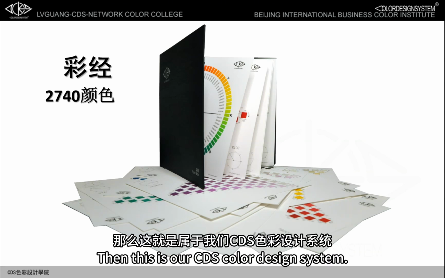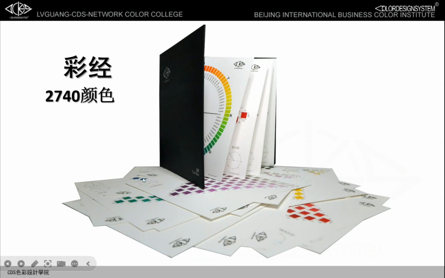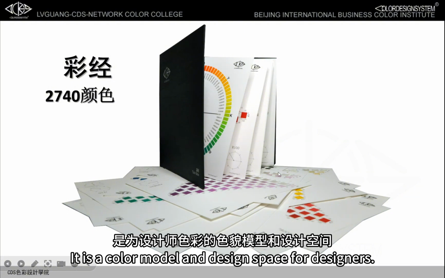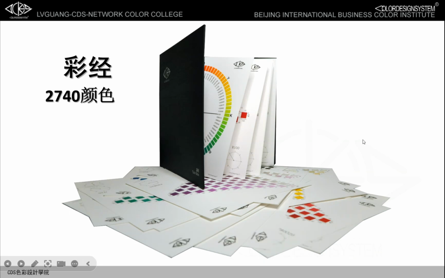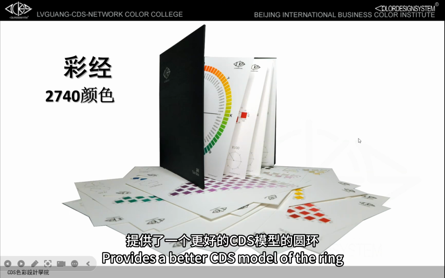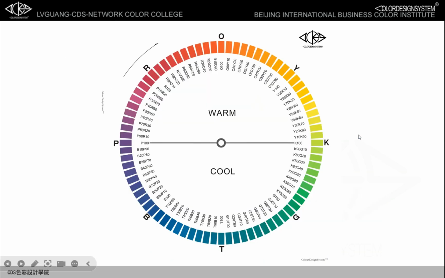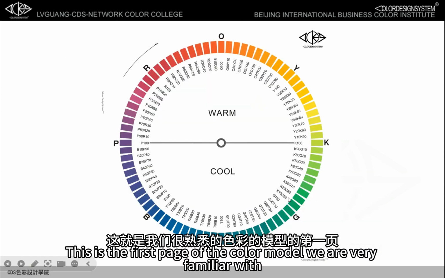Then this is our CDS color design system. It is a color model and design space for designers. It provides a better CDS model of the ring. This is the first page of the color model we are very familiar with.